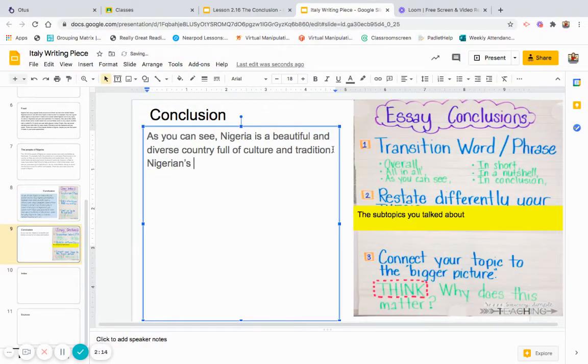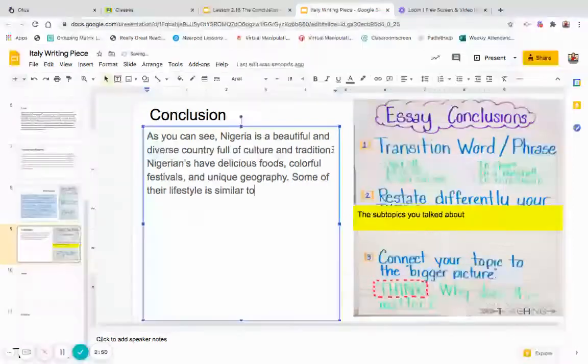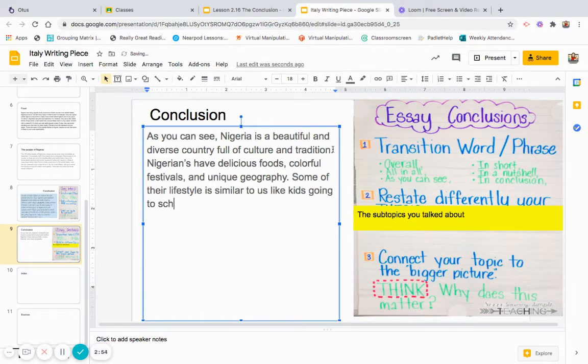Nigerians have delicious foods, colorful festivals and unique geography. Okay, that's my three, but I'm actually missing one because I added the one about the kids going to school, their lifestyle of how they go to school. So I'm going to say some of their lifestyle is similar to us. Like kids going to school, right? I had a whole paragraph about how kids going to school in Nigeria is very similar to the way kids go to school here in the United States.